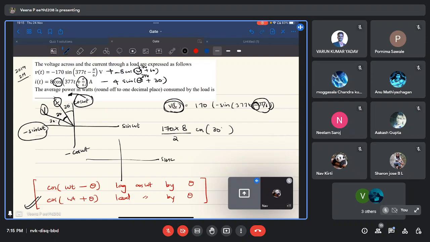So here it is sin omega t. This is cos. This is minus sin and this is minus cos. So this is minus 8 cos 374 t plus 60. So someone tell me where it will come.